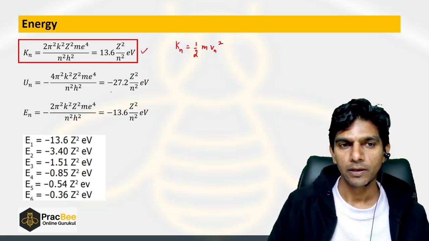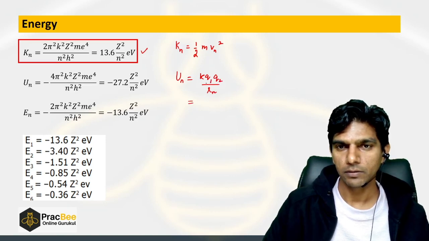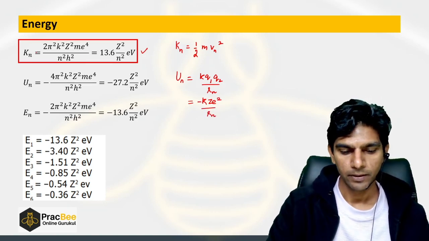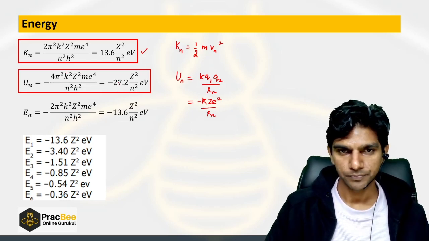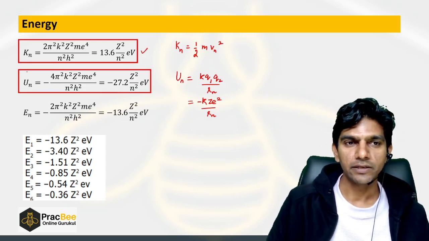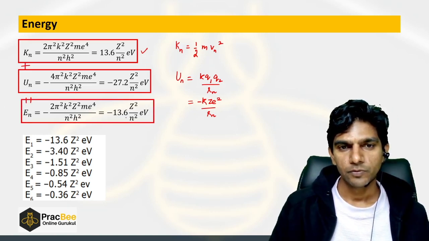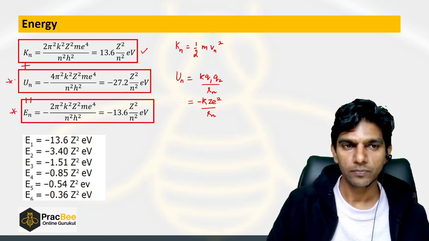Do remember this formula. Potential energy will be given by k q1 q2 by Rn. Let us put the charge: Ze, and it will be negative, right? K Ze square upon Rn. If you substitute the value of Rn, we will get Un, and it comes out to be minus 27.2 Z square by n square in electron volt. Now if we add these two, we get minus 13.6 Z square by n square. So do remember these three formulas.